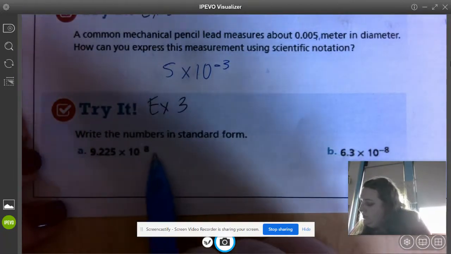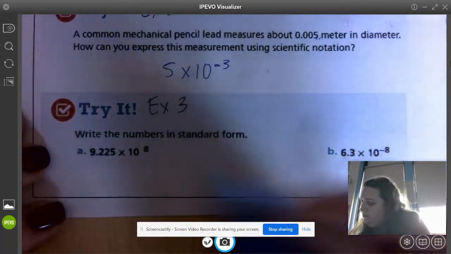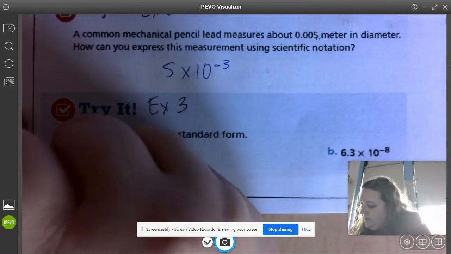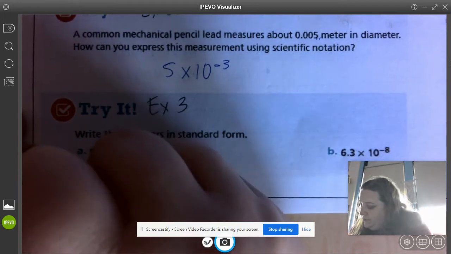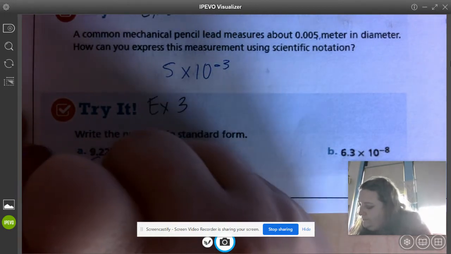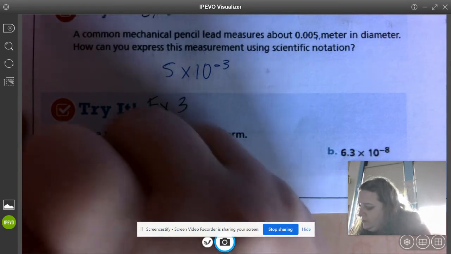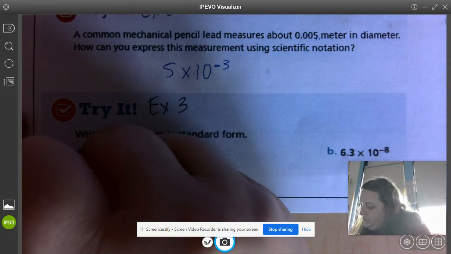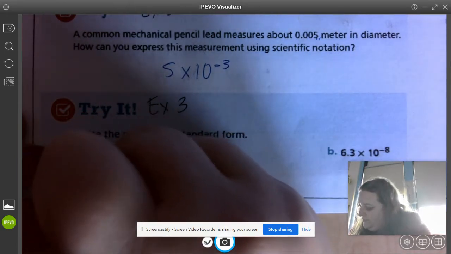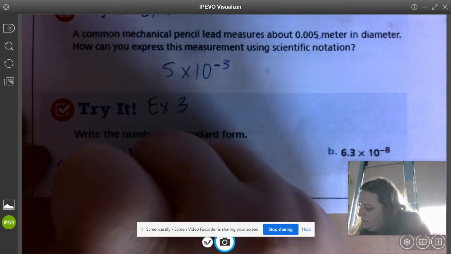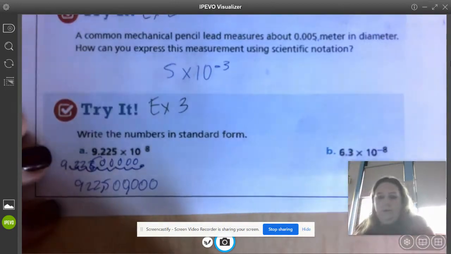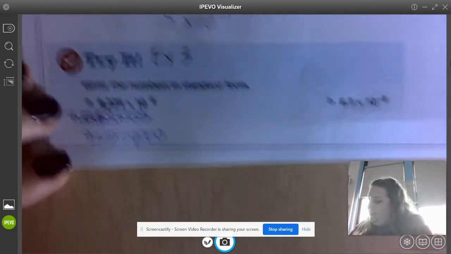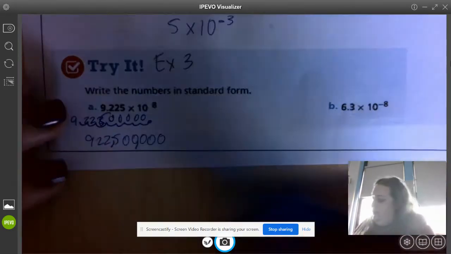So to the 8th power means I'm going to move this decimal 8 times, and because it's positive, it's moving to the right. Like I said, I like to actually draw it out. 1, 2, 3, 4, 5, 6, 7, 8. All these extra spaces are zeros. So I'm going to rewrite it so it's a little bit neater. I have 5 zeros, then I go back and add my commas. So this is 922,500,000.